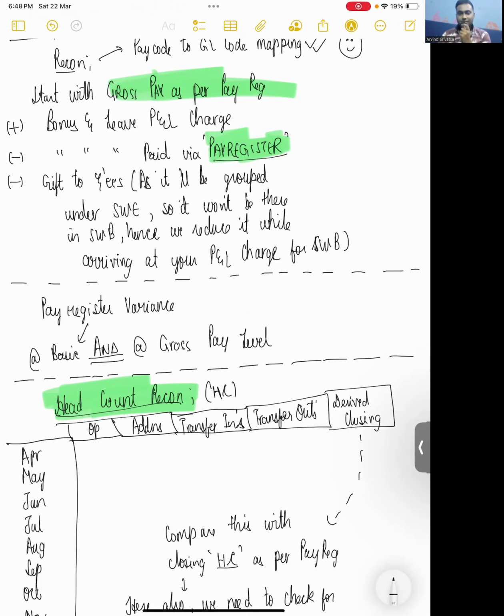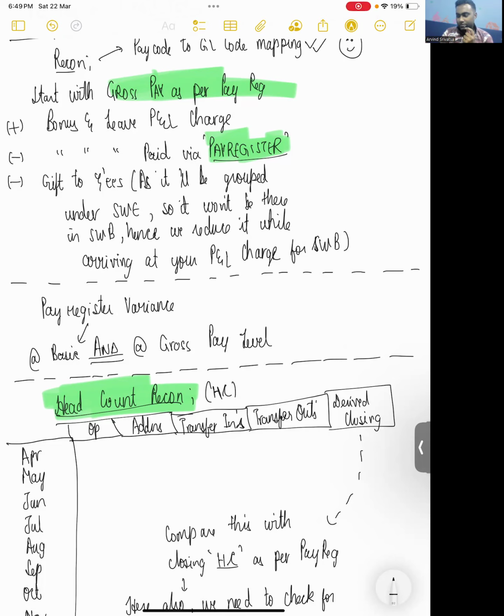In the meanwhile, we'll just look at something simple, something which is chill, pay register variance. So as I told you, we will have the gross pay. One of the components of gross pay is your basic salary. So what we will do is month on month, we will try to see a variance between how much is our basic salary, how much the basic salary moved, how much the gross pay moved, what is the percentage of movement, what is the reason for the variance, and we will do it at an average level.